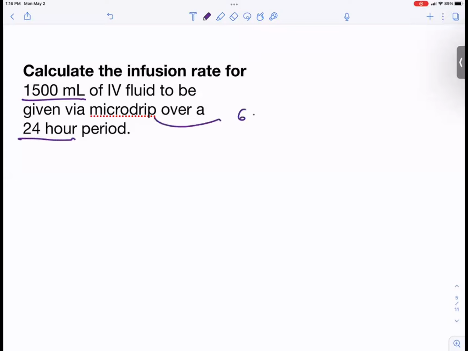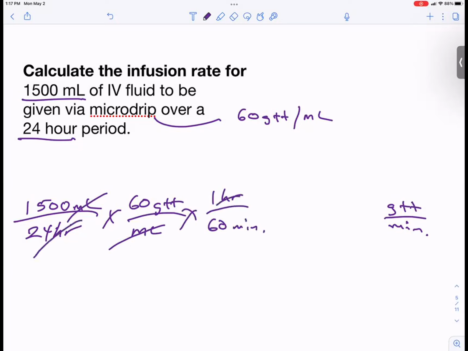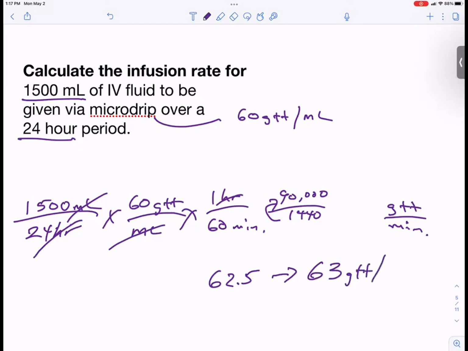My volume order, 1,500 milliliters over a 24-hour period. Process is the same. Use my drop factor to get rid of my milliliters, and use 1 hour is 60 minutes, my conversion, to get rid of hour. And now it's just math. So 1,500 times 60 is 90,000. And 24 times 60 is 1,440. When I divide this into 90,000, it gives me 62.5. I can't split a drop, so 63 drops per minute.